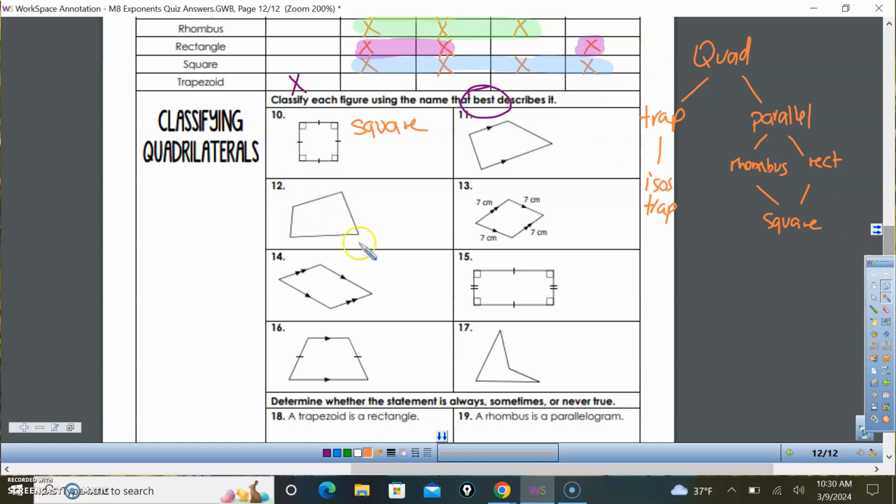Now, when we jump to number 12, I know that it's at least a quadrilateral, right? Because it's got those four sides. I cannot say that it's a trapezoid because it doesn't have any markings showing the parallel sides. And I also cannot say it's a parallelogram because again, it's got to have parallel sides to be either a trapezoid or a parallelogram. So since this one has no parallel sides, we would simply say that this is a quadrilateral.